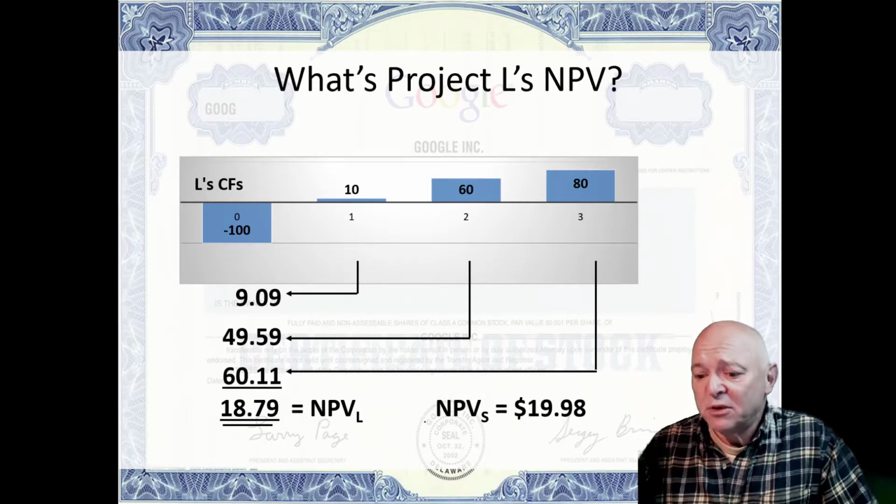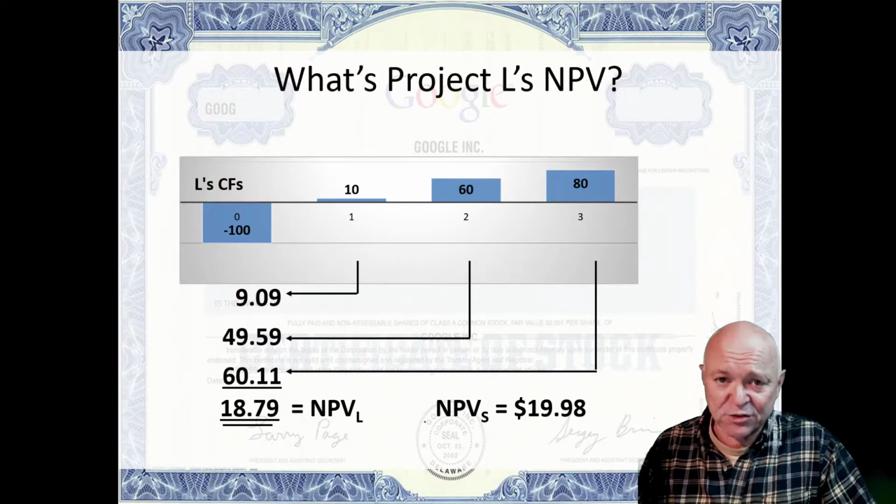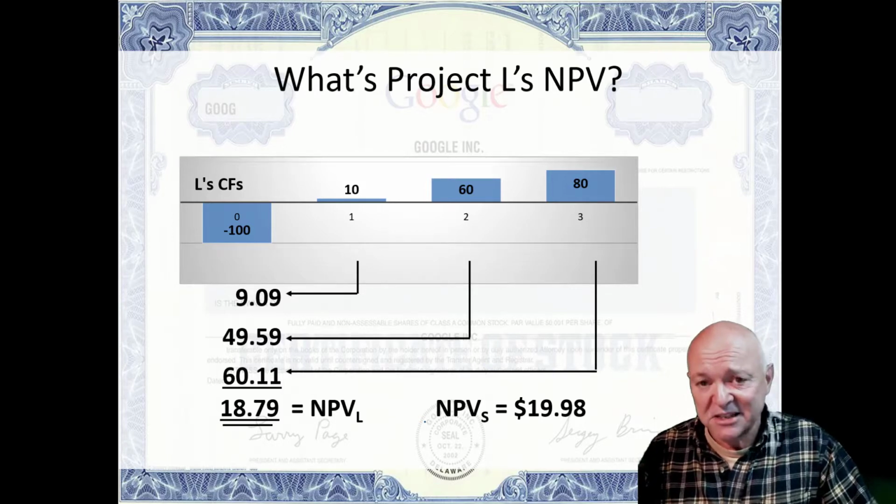If we did the same thing with project S, on the other hand, remember project S, it had the smaller net cash flow without discounting. Because the cash flows were received earlier, that $70 million received in the first year is discounted by a smaller amount. The NPV of project S is 19.98 million, doing the same kind of calculation.